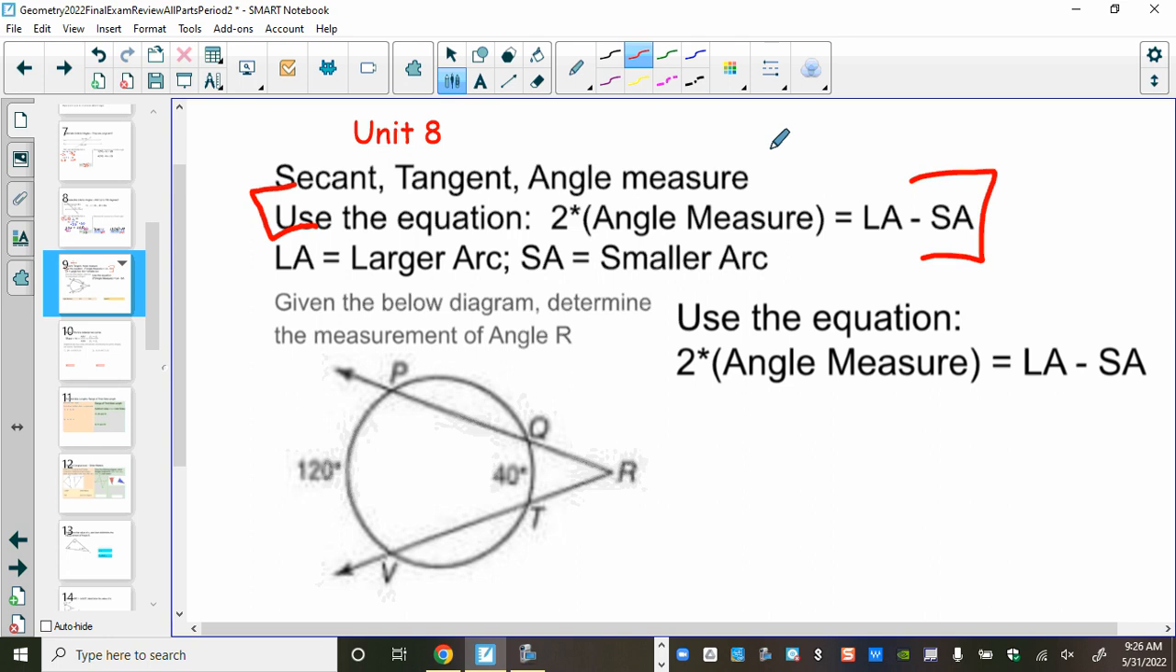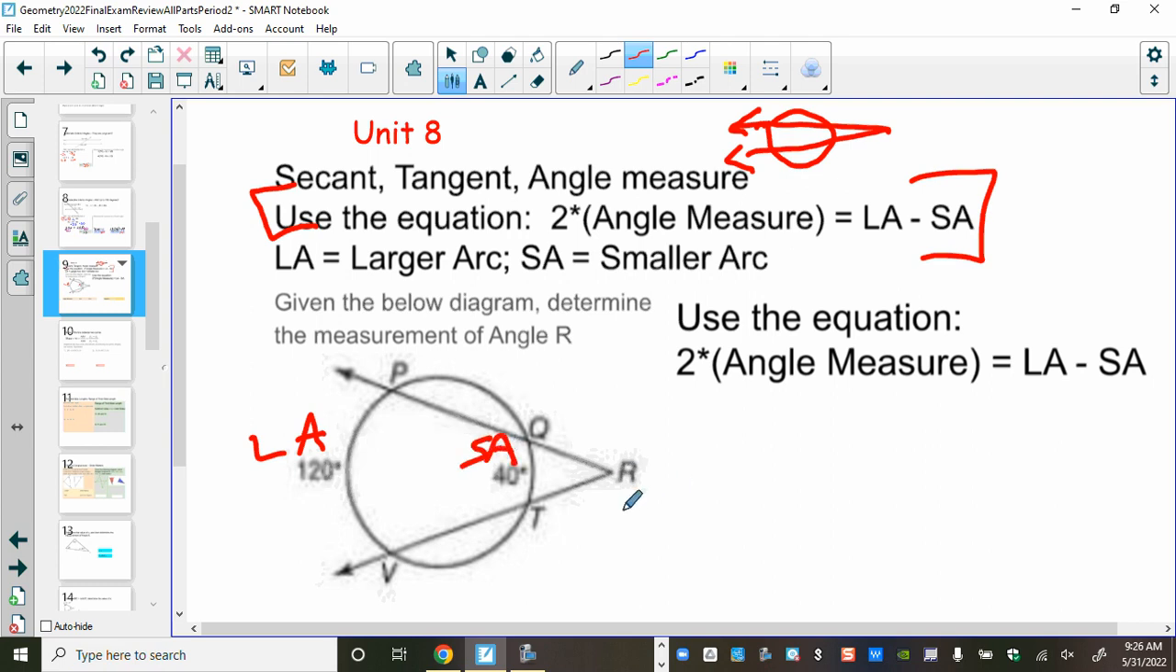Your general formula, if you have a circle, depending on what you have going on, it could be two ups. I know that's not the best drawing. Anytime it looks like this, starts on the same point, cuts through the circle at two different places, this is going to be your larger arc. Smaller arc right here.